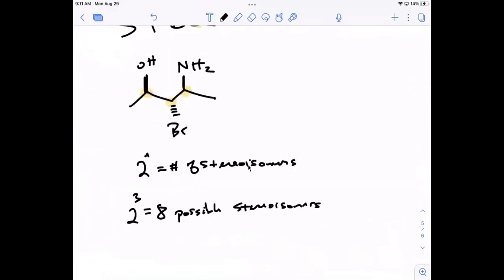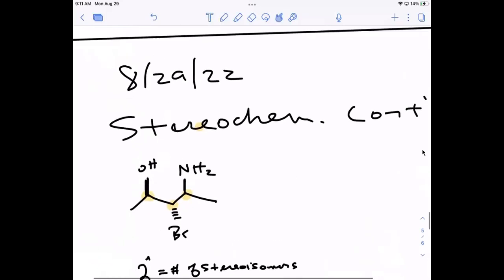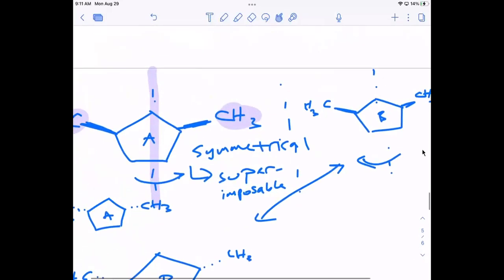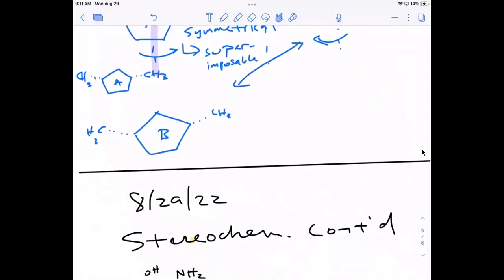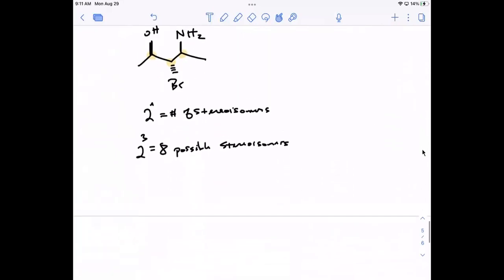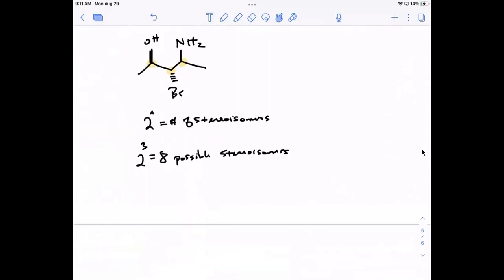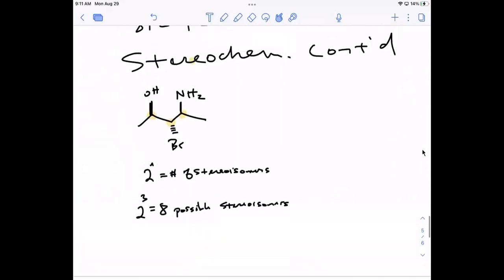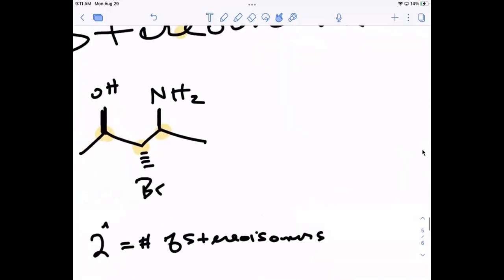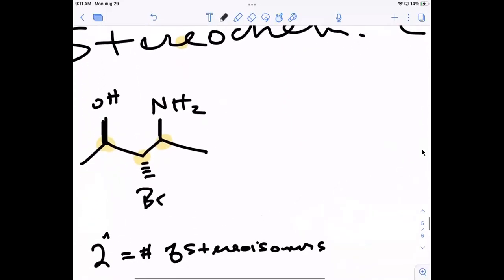I want you to think about this in terms of something we've already discussed, and that is the mirror image. We talked about non-superimposability, and the mirror image being non-superimposable. For any chiral molecule, the mirror image is considered non-superimposable. So let's draw the mirror image for this. I'm just going to put a mirror plane here.